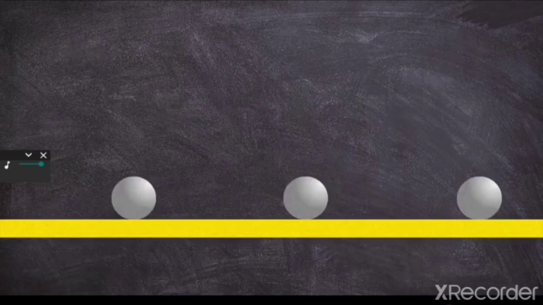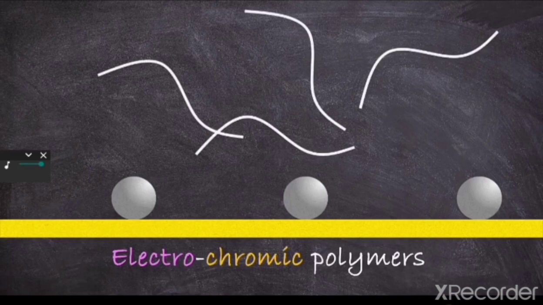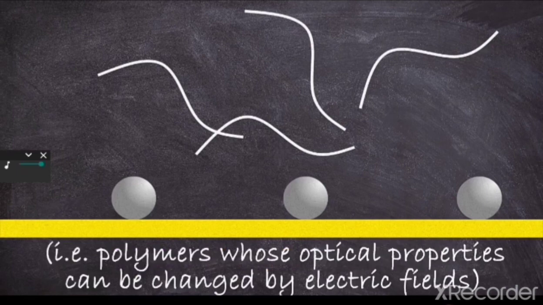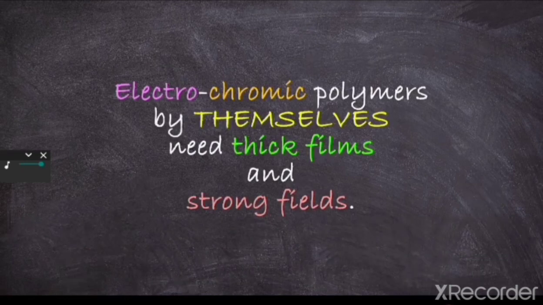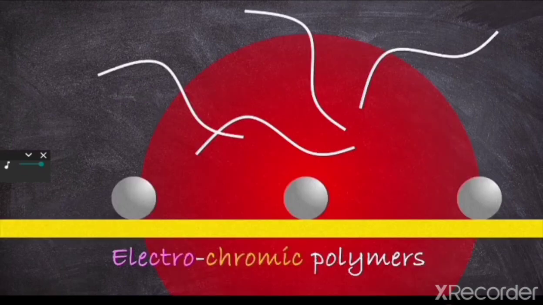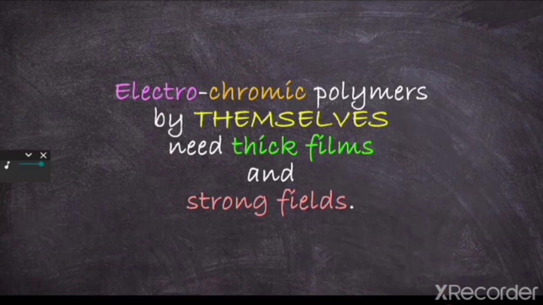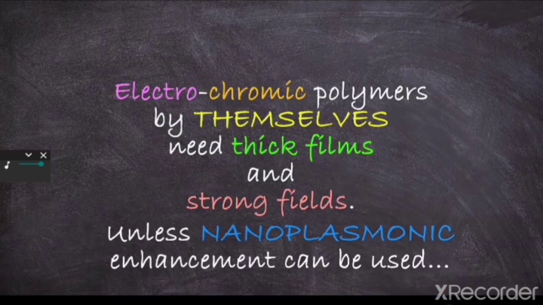Another idea is to combine these plasmonic particles with what are called electrochromic polymers, which are polymers whose color or electrical properties change when an electric field is applied. These polymers can actually be used by themselves to make dynamic displays, but they have a number of drawbacks, such as the need for thick films and high voltages. But by exploiting the field enhancement effects of nanoparticles, maybe it's possible to overcome both of these drawbacks by concentrating the field, so less voltage is required in a thin film.